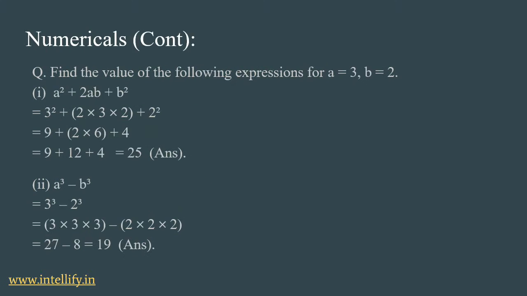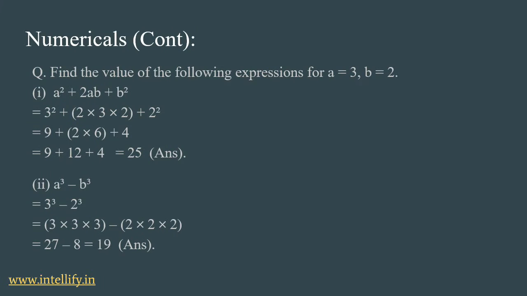Find the values of the following expression for a equals 3, b equals 2. So different values of a and b have been given to you. Then you have to solve the expressions by putting the value of a equals 3 and b equals 2. First, a square plus 2ab plus b square. So in place of a we are putting 3 and in place of b we are putting 2. So 3 square plus 2 into 3 into 2 plus 2 square. So 3 square is equal to 9, plus 2 into 3 into 2 we get 12, plus 2 square is equal to 4. The sum is equal to 25.